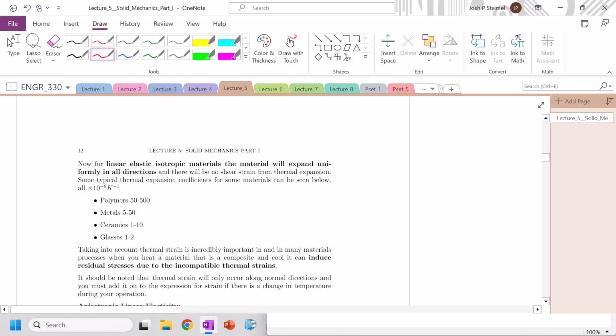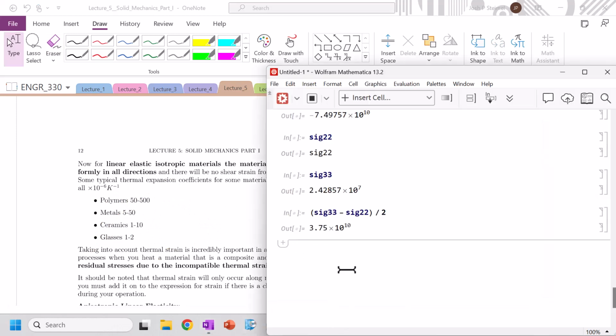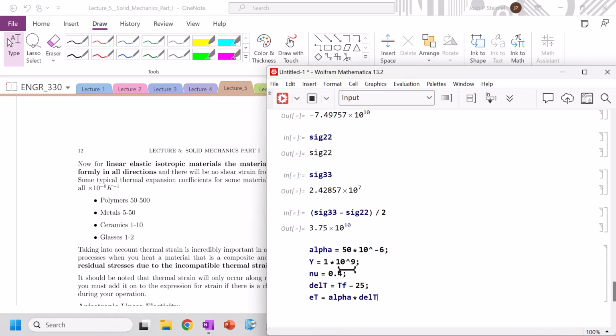All right, so let's say for polymers, my alpha is equal to 50 times 10 to the minus 6. Let's say that my Young's modulus is equal to 1 times 10 to the 9th. My nu is equal to 0.4. My del T equals TF minus 25. Let's say my ET is equal to alpha times del T.